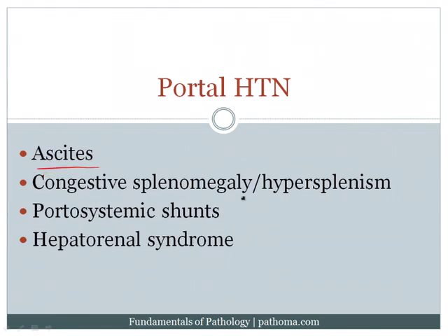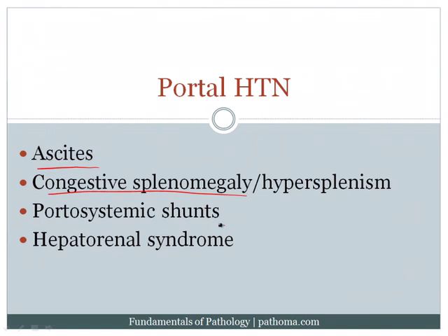It'll lead to enlargement of the spleen, which is called congestive splenomegaly, and that enlarged spleen can actually become hyperactive and begin to consume red cells or platelets, and that would be called hypersplenism. That is the consumption of red cells and platelets by an enlarged spleen.